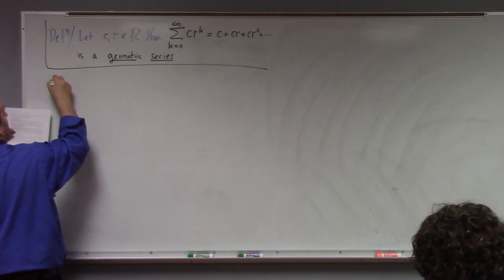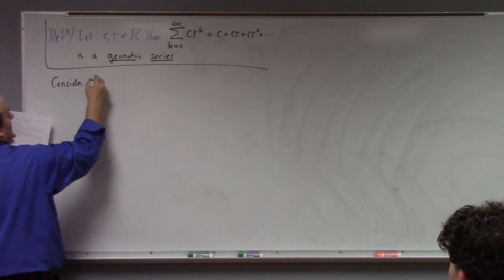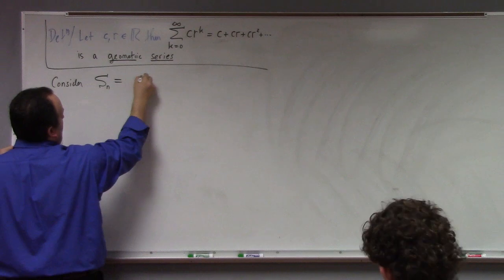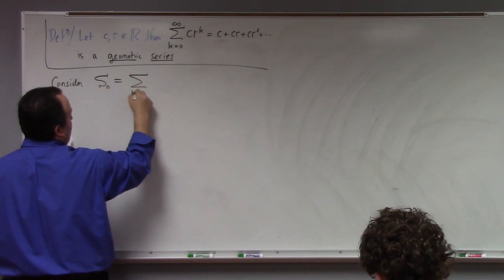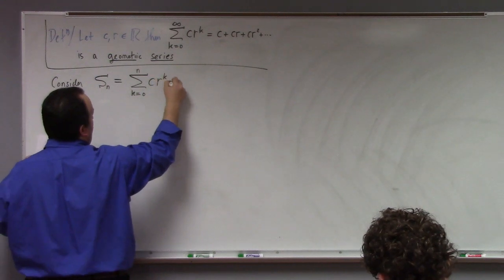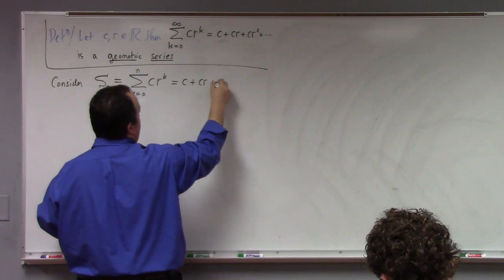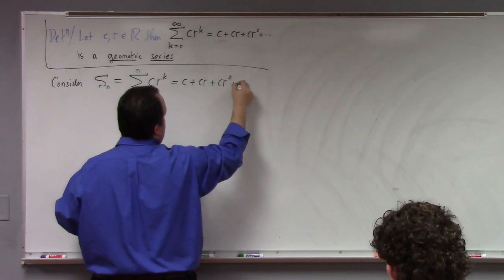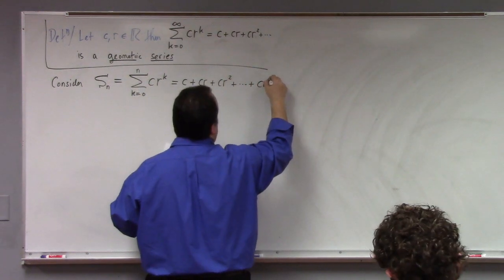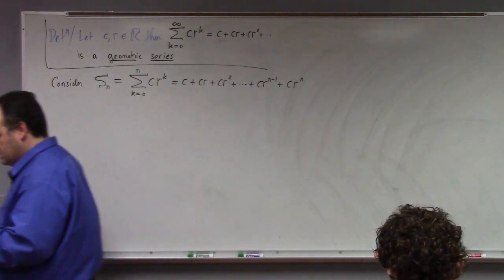So let's calculate. What's the nth partial sum for the geometric series? Say sum k equals 0 to n of cr to the k. What do you got there? You got your c plus cr plus cr squared plus dot dot dot plus cr to the n minus 1 plus cr to the n. All right?